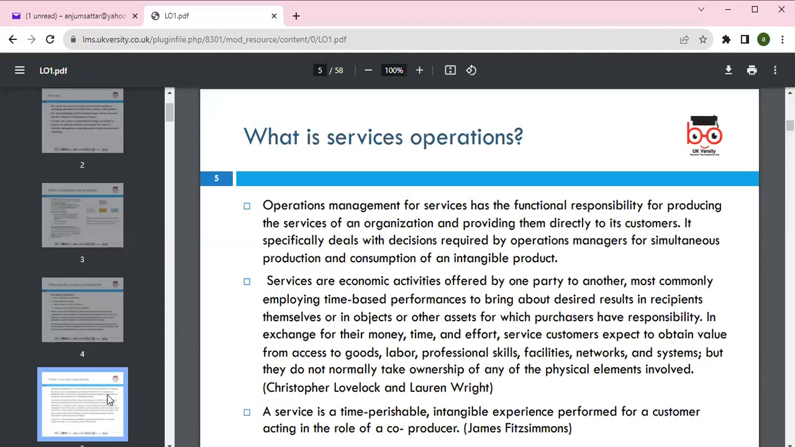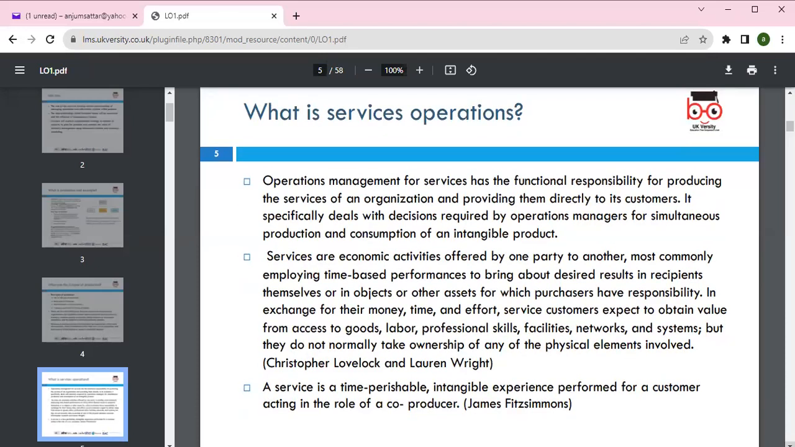That's why we say an organization needs to do internal marketing. We need to satisfy our employees. If the employees are not satisfied, how will the customers be satisfied? So we need to look at that and work on it.